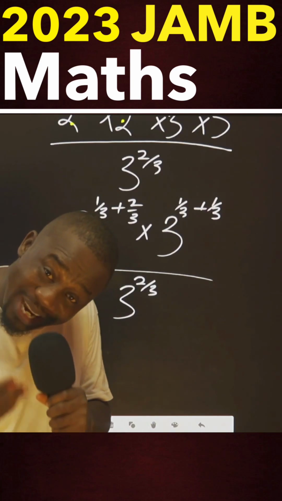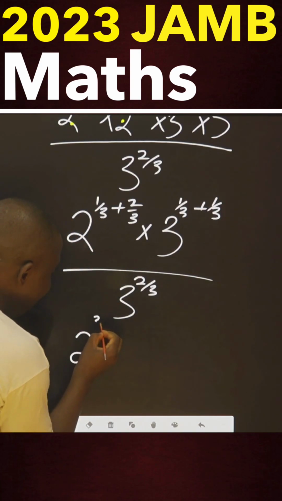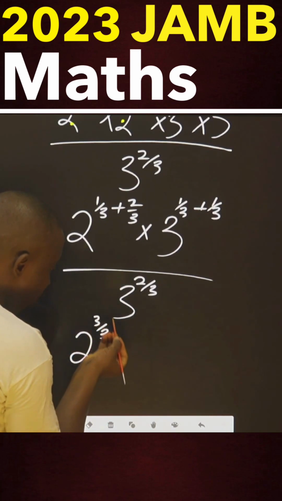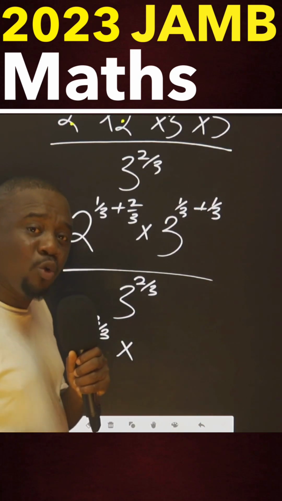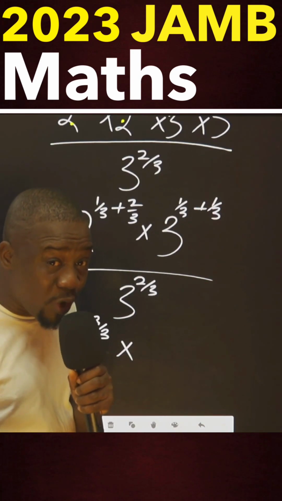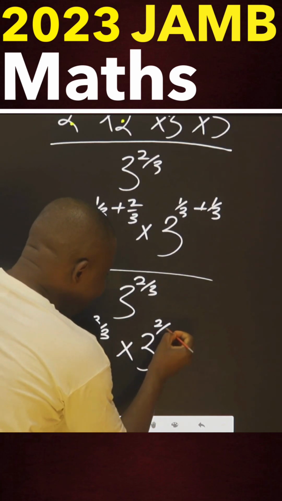Do I need to explain that one again? You that want to write JAMB? No. That means we're going to have 3 over 3, which is actually 1. But let's wait. This one, 2 is what? 1 over 3 plus 1 over 3, which is what? 2 over 3. I don't need to tell you that. That is 2 over 3.